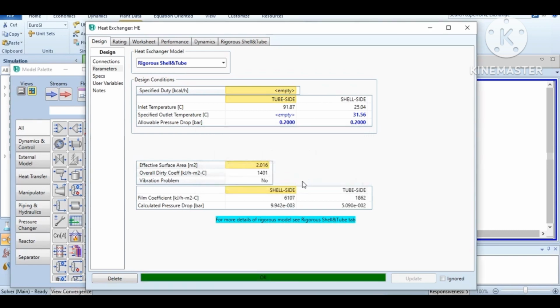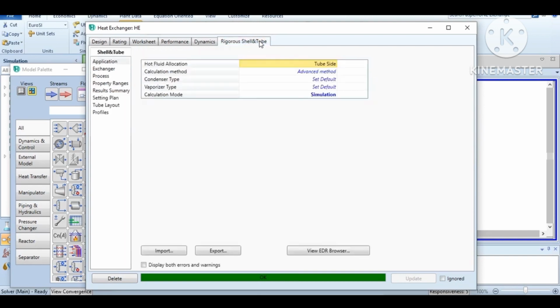You will click yes, and as you see, this bar has also turned green, and the conditions are now given to us, and they are much more elaborate, like film coefficient, vibration problem, overall dirty coefficient, effective surface area, and so on. For more details of rigorous models, see the rigorous shell and tube tab. It means we will have to go to this tab, rigorous shell and tube.